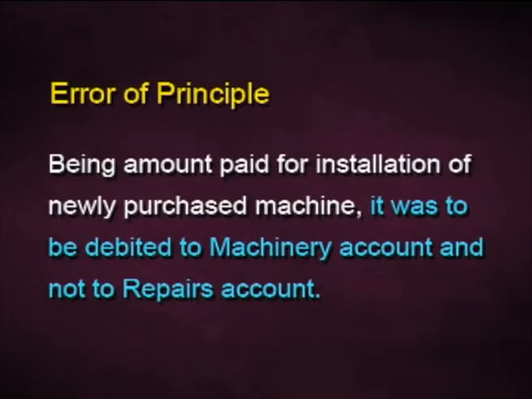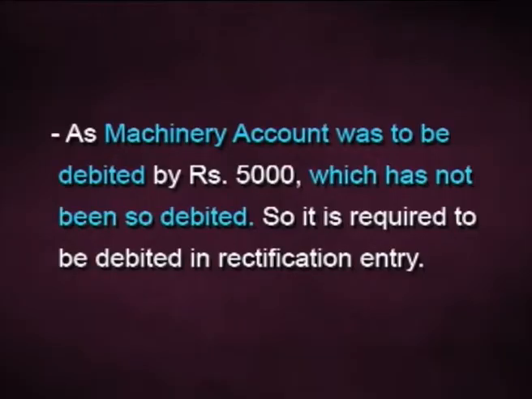Being amount paid for installation of newly purchased machine, it was to be debited to machinery account and not to repairs account. Although this error will not affect the total of trial balance, rectification is required. Let us analyze this error and then pass the rectification entry. As machinery account was to be debited by rupees 5,000, which has not been so debited, so it is required to be debited in the rectification entry.